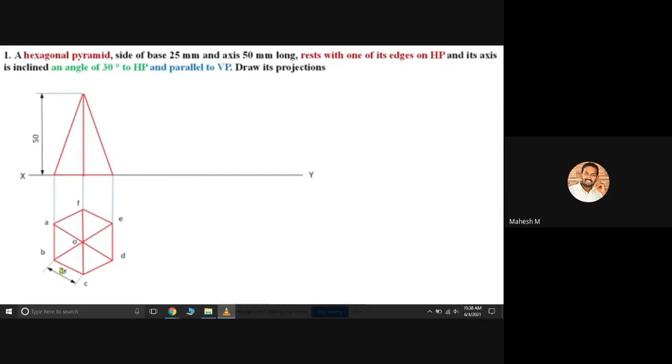Also we have noticed that it rests with one of its edges on HP. So any one edge should touch the HP. This is one edge and this one is another edge. You can touch your reference line with this corner or with this corner, so both corners can be called edges. You can create your third diagram with this inclination or with this inclination. So both are right.